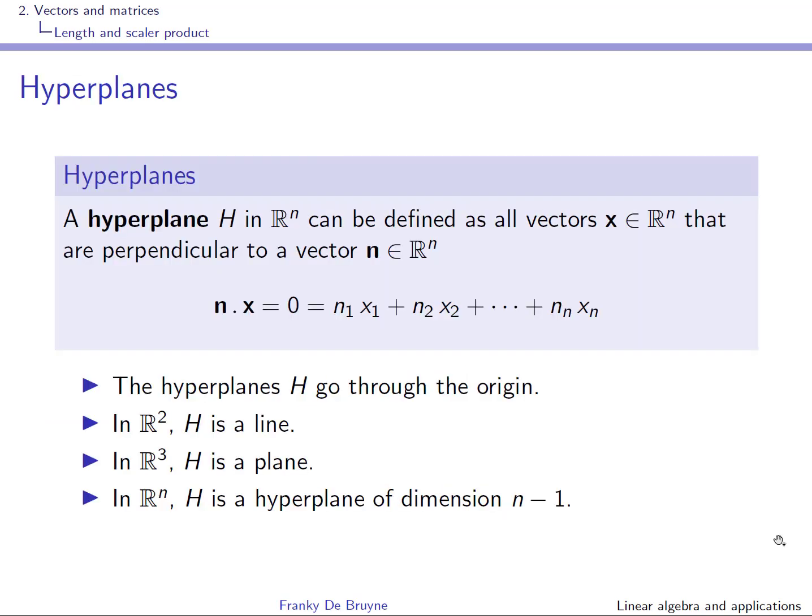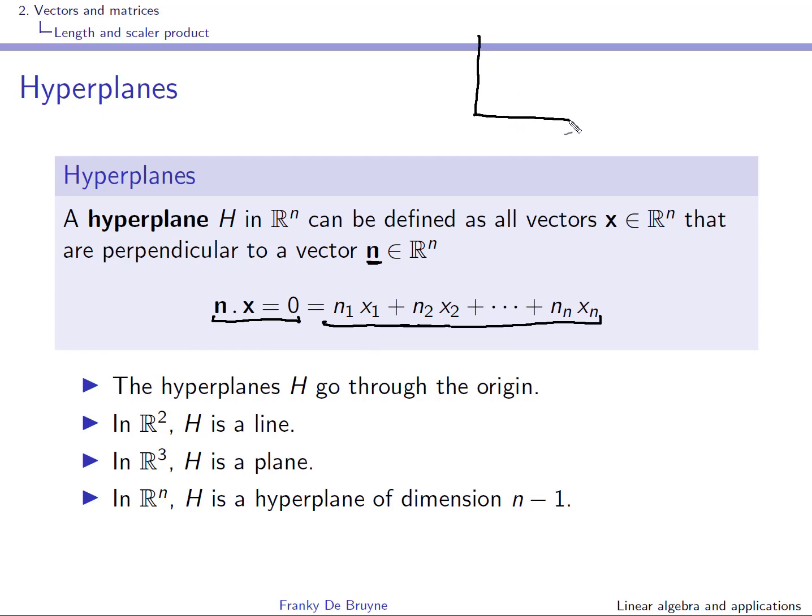We'll be using the notion of a hyperplane in Rn, and a hyperplane is defined as all vectors x in Rn that are perpendicular to a given vector n in Rn. Okay, so you can state this as follows, saying that you're looking for all vectors that are perpendicular to n, and this yields this equation over here, and you can rewrite this term as this one over here.